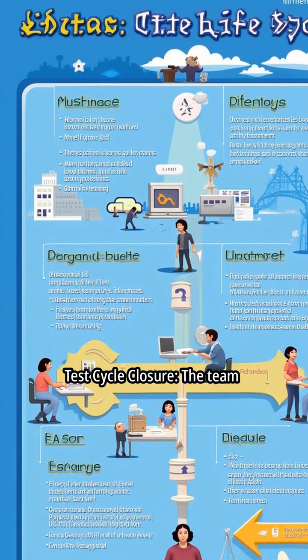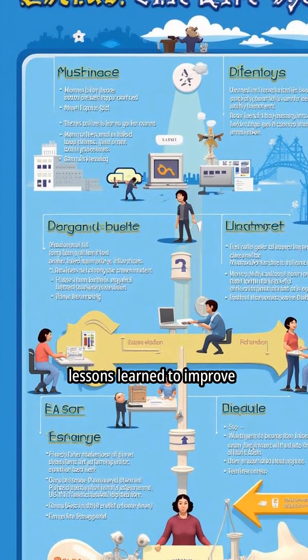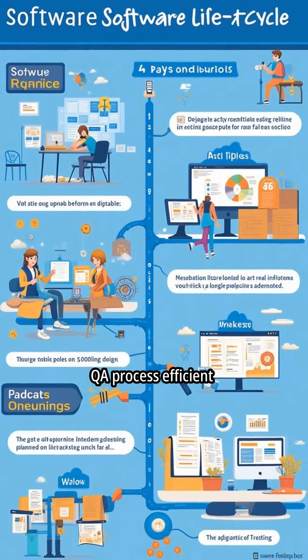Test cycle closure: the team reviews test results, assesses what worked, and documents lessons learned to improve future testing processes. Regular reviews help keep the QA process efficient.